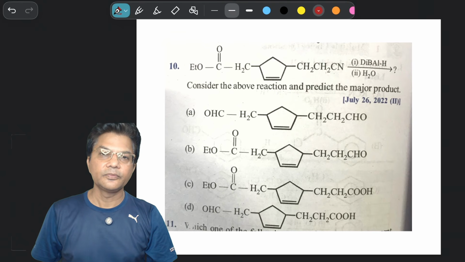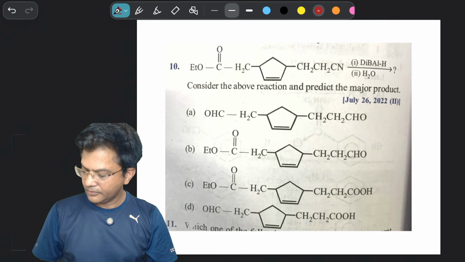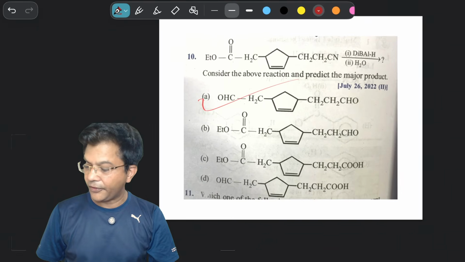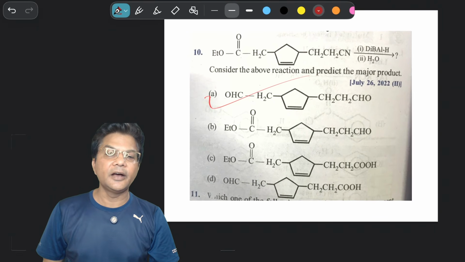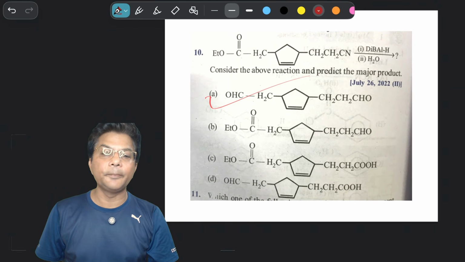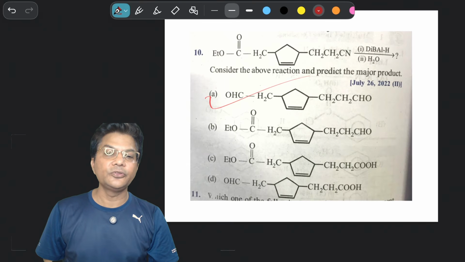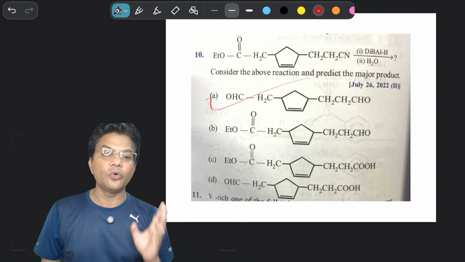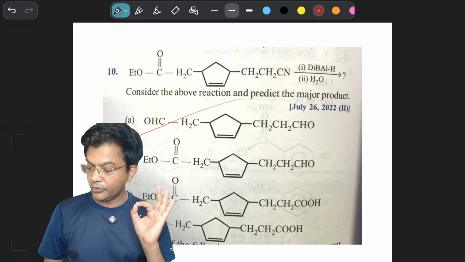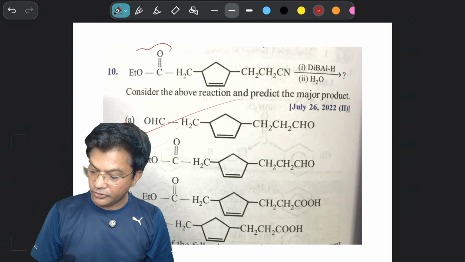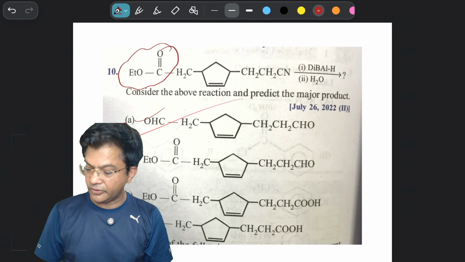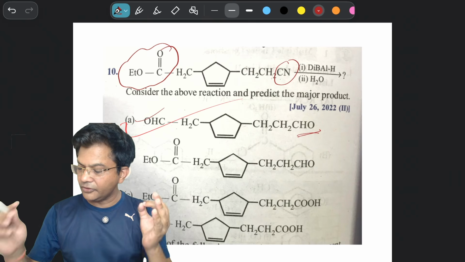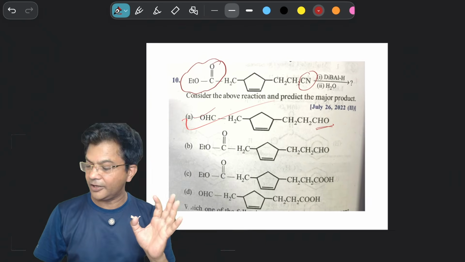Now, check your answer, everyone. Let's see what the answer is, and whether your answer is right or wrong. They are writing, consider the above reaction and predict the major product. So you see, on one side cyanide is given, on the other side ester is given. So ester will convert into CHO, so in this place you have to write CHO. So this is correct. And in place of cyanide you are supposed to write CHO. It is the simplest question of NCERT, my dear students.